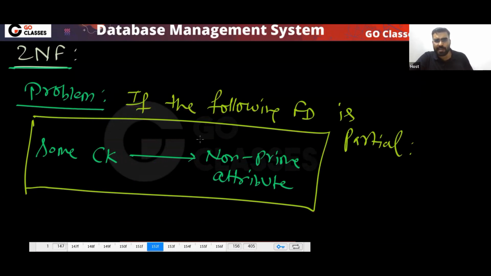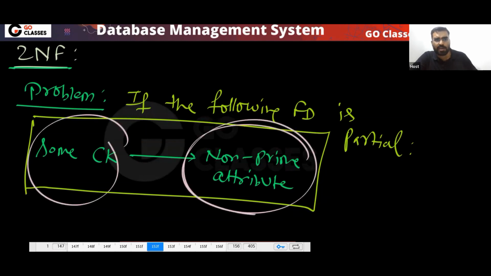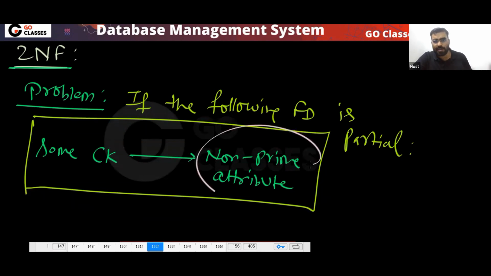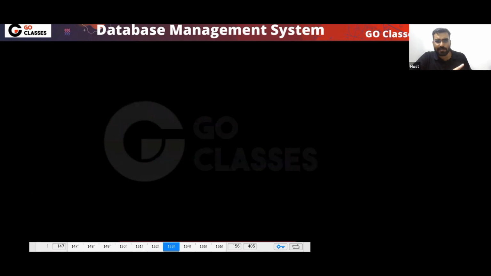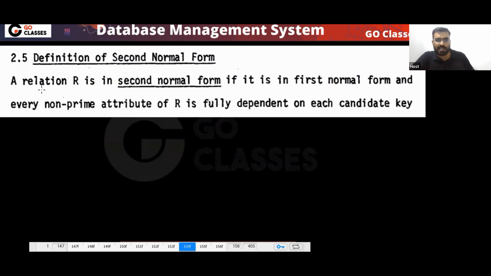Because if this FD is partial, then what is happening? Tell me, if this FD is partial, what is happening? Then non-prime attribute is partially dependent on some candidate key. Okay, don't worry, let's take examples. With the example, this concept will become clear, but this is the definition. So a relation is in second normal form if it is in first normal form, but that will always happen in the relational model. So I can say that every non-prime attribute is fully dependent on every candidate key.